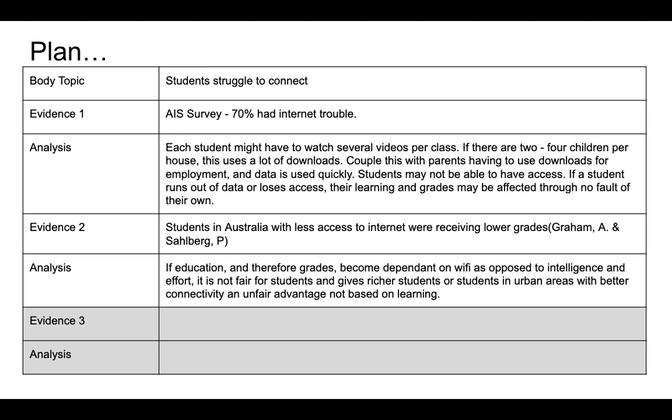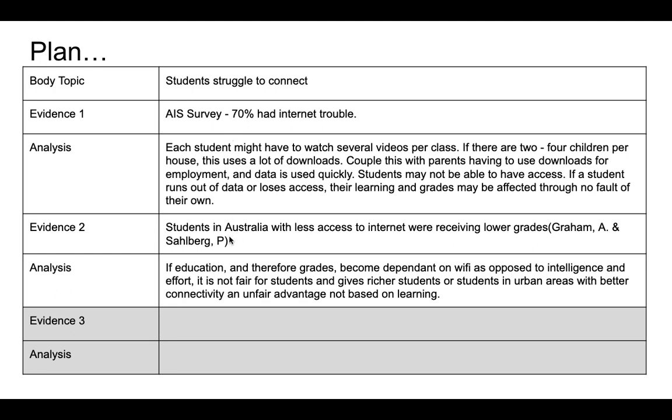And then you're going to do your plan. So here's an example. I've got students struggle to connect to the internet. That's my body topic. It's going to be a disadvantage maybe of switching to online learning. My evidence: 70% had trouble connecting to the internet from my survey. And my analysis: each student might have to watch several videos per class. If there are 4 children per house, that uses a lot of downloads. Couple this with parents having to download for work. Data is quickly used. Students might not be able to have access. If a student runs out of data or loses access, their learning and grades may be affected through no fault of their own. So that's my evidence and analysis.